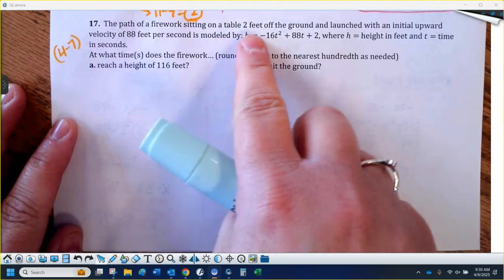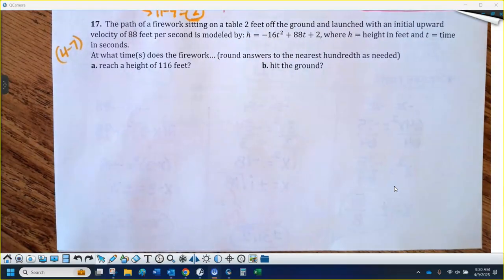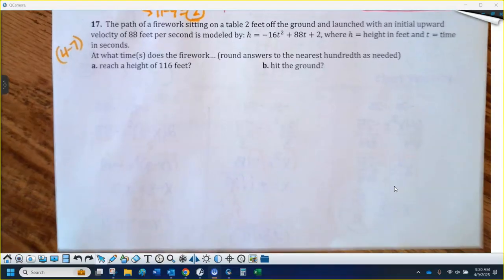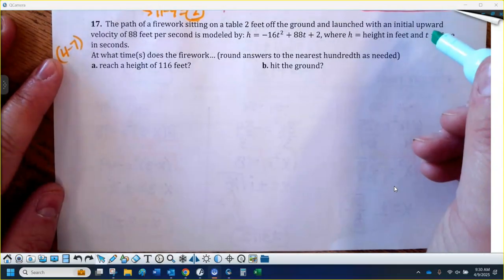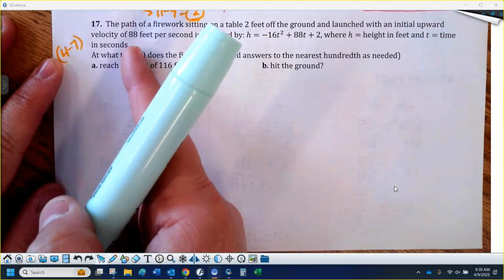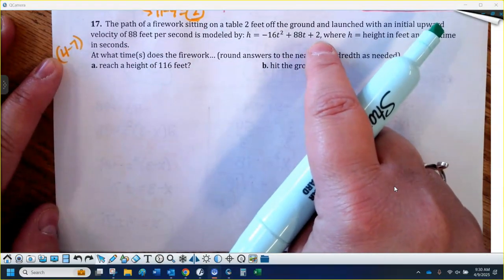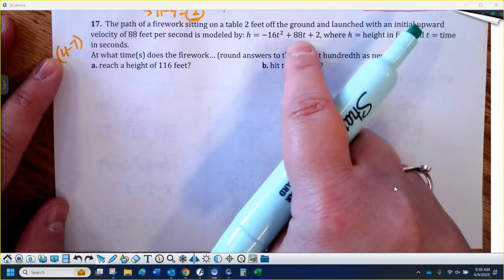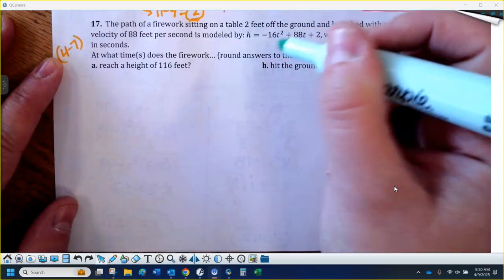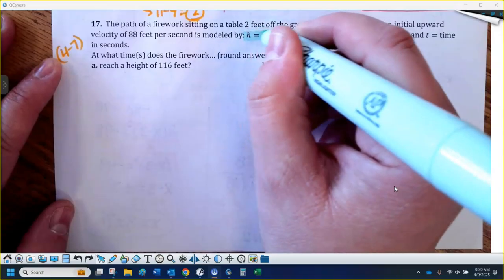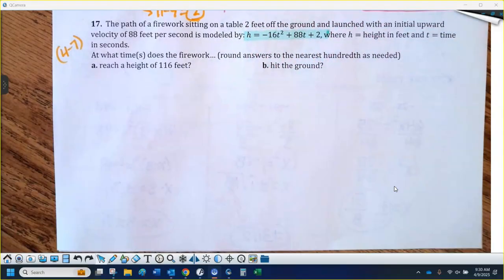All right, now, this is all set up for you, but it says the path of a firework sitting on a table 2 feet off the ground. So not being launched from the ground, but just sitting on a table. It has an initial upward velocity of 88 feet per second. The 2 right here is your initial height because you're on the table, and the 88 is your velocity. The -16 is the force of gravity. So the equation for the model of this firework's path is already set up for us.